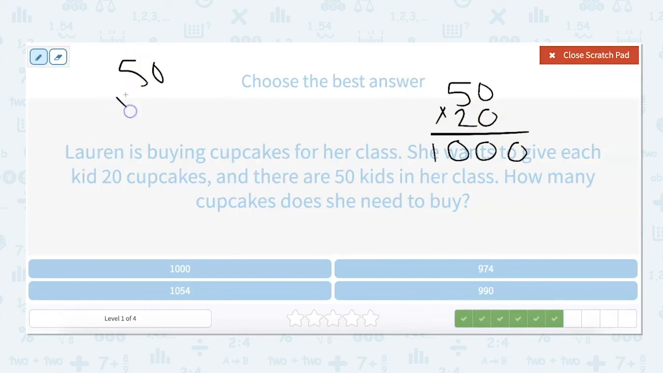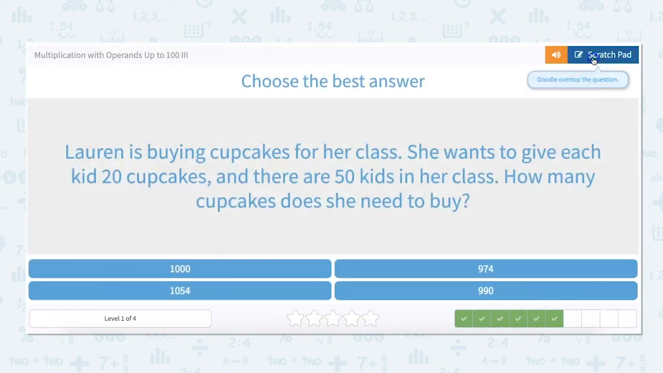50 times 20. So you do the ones place first, 0. 5 times 0 is 0. You put in your 0 to hold your place value. 0 times 2 is 0. And 5 times 2 is 10. Your answer is 1,000. It's always safer to just do the math because then it won't confuse you.